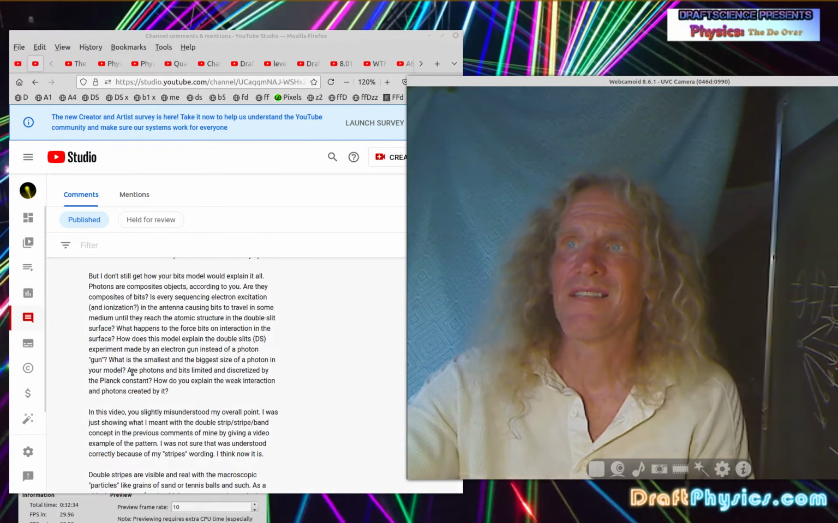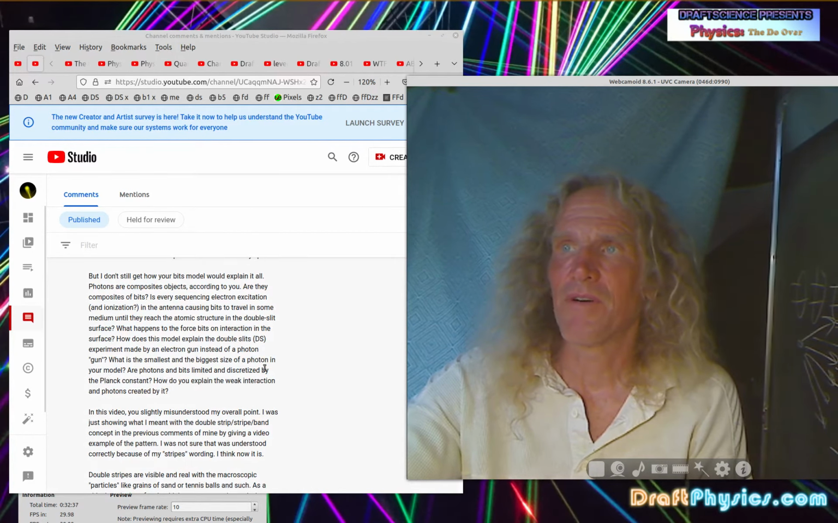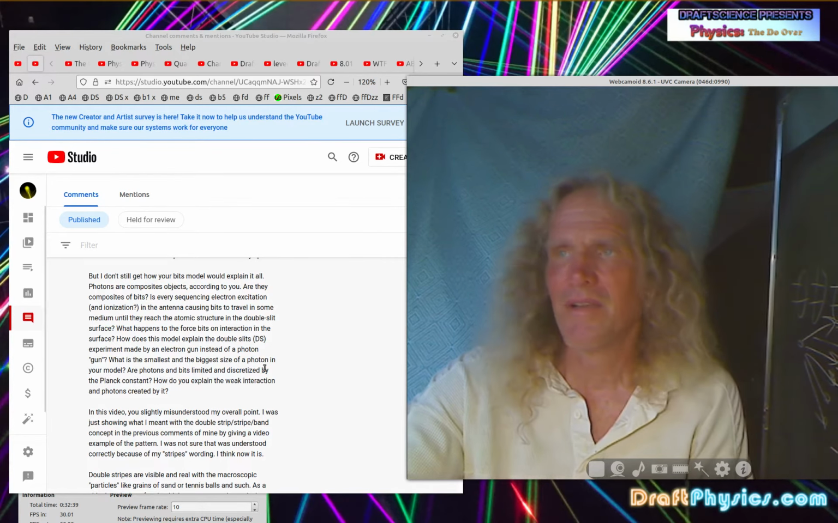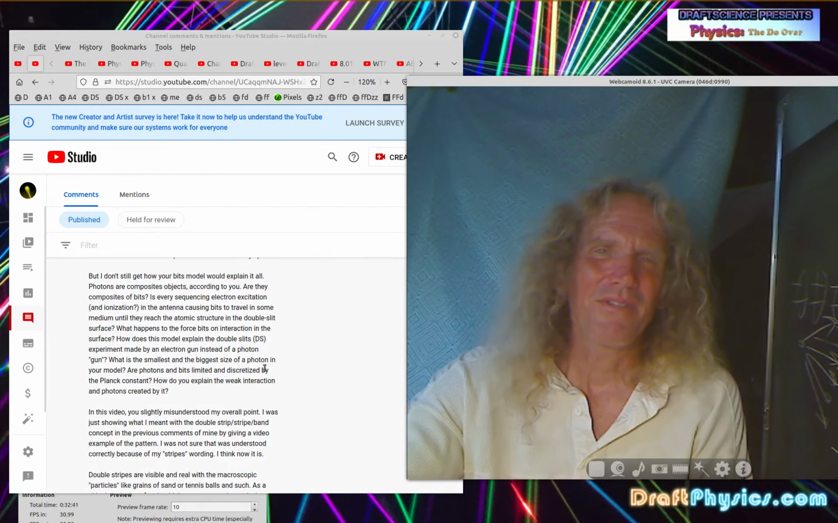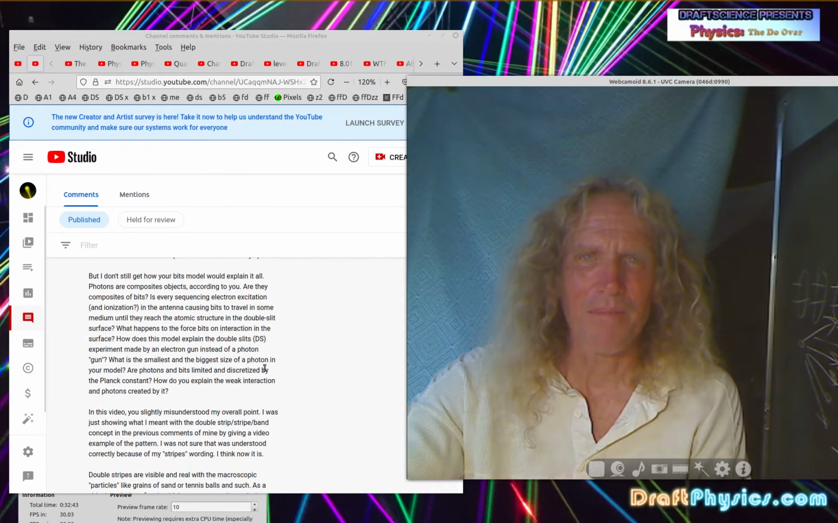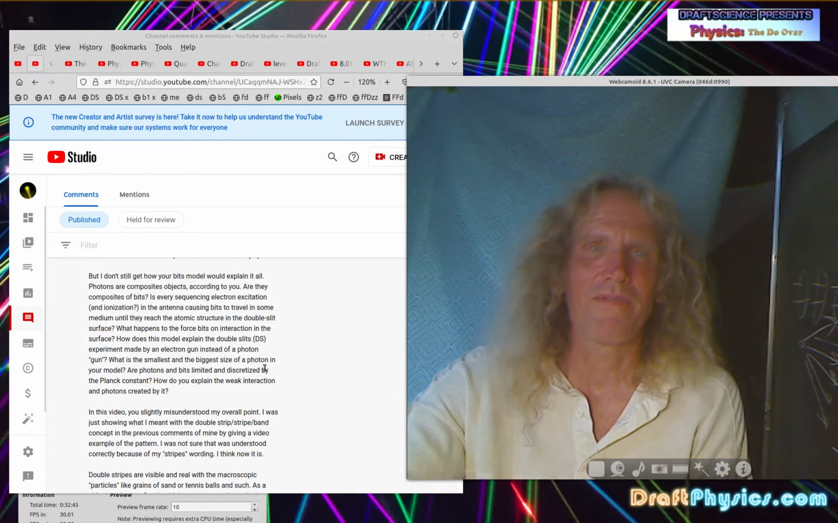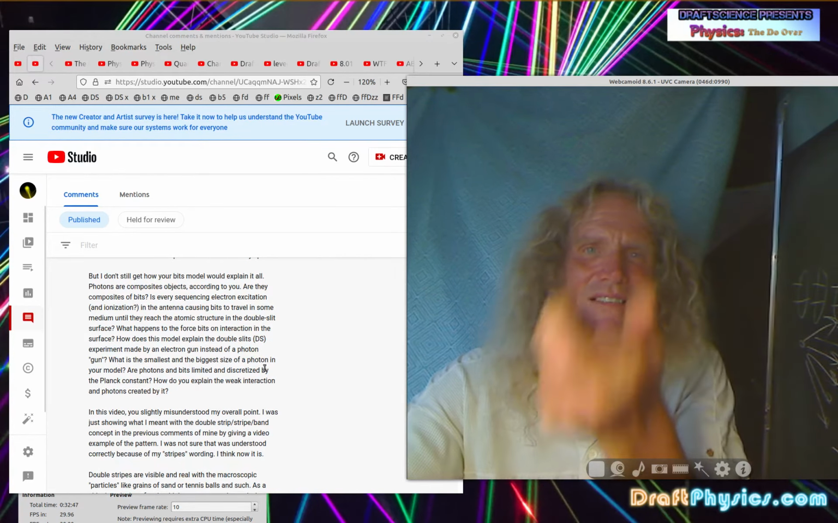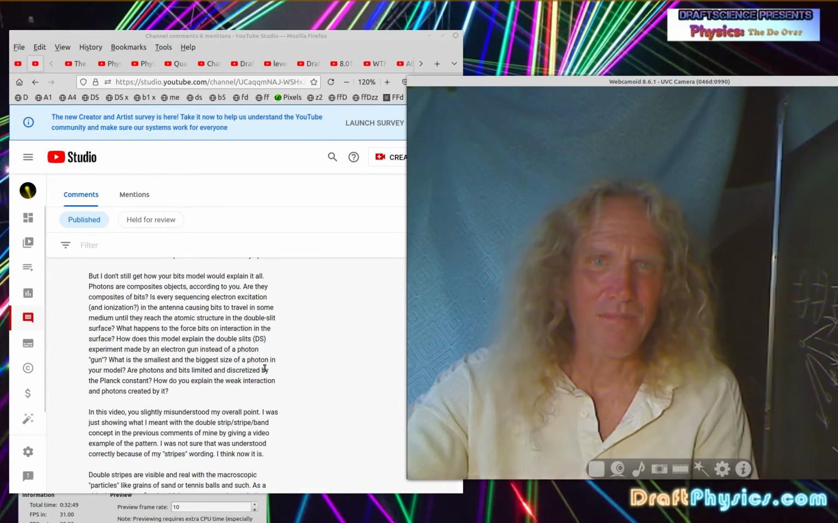All right, what is the smallest and biggest size of a photon? So, well, fuck you. Sorry, but this is just too stupid because I've been over it already. Polarization is proportional to wavelength. The wavelength is a set number of nanometers. Do I have to explain that to you?